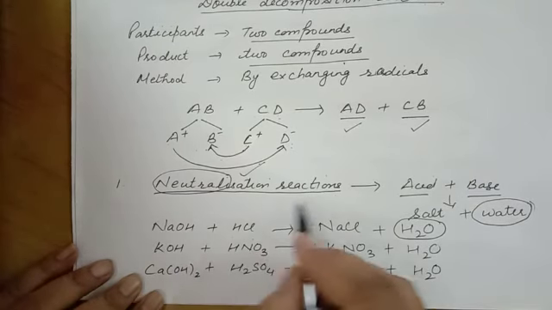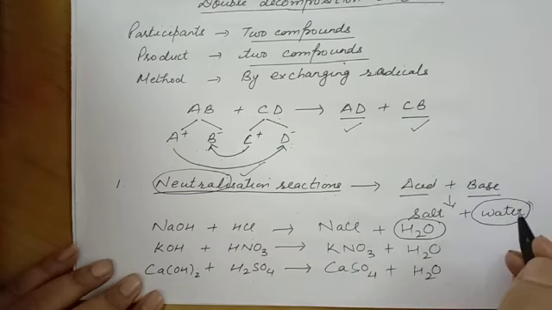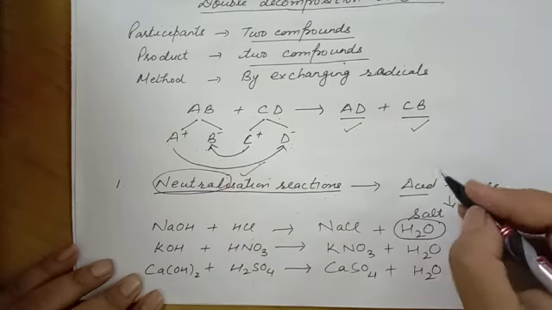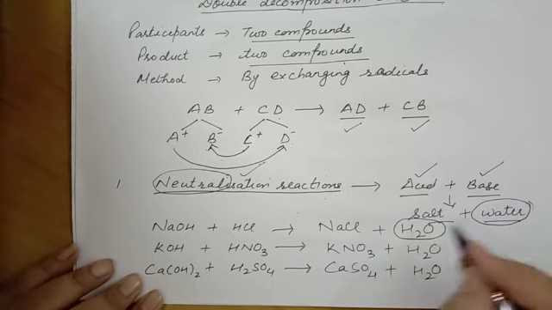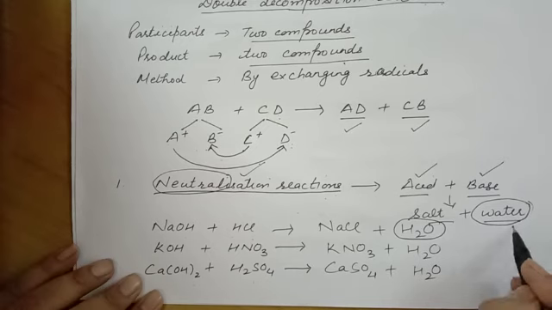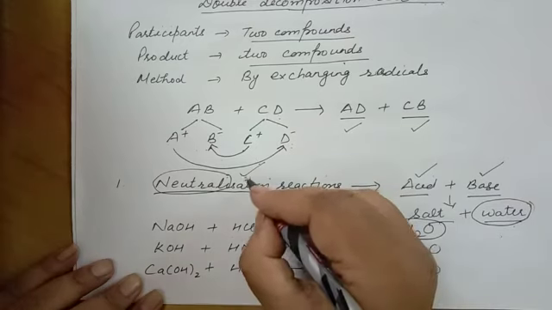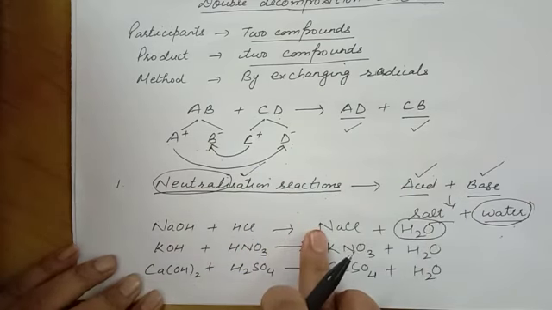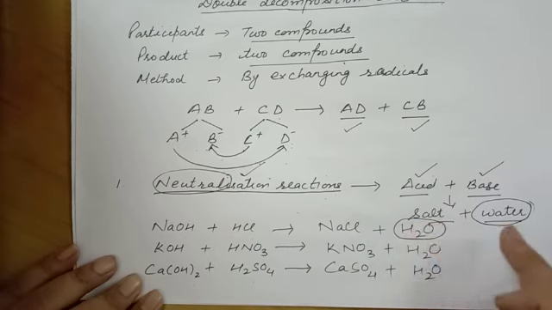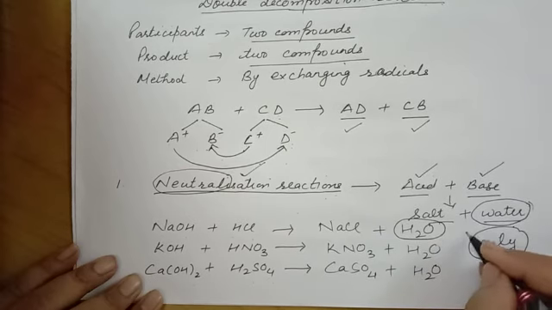So neutralization reactions happen between two compounds, which have to be an acid and a base, and the products are only salt and water. If any other product is also produced with salt and water, the reaction is not known as a neutralization reaction. So if we define a neutralization reaction, it is a reaction in which acid and base combine to give salt and water only. The word only is very important.